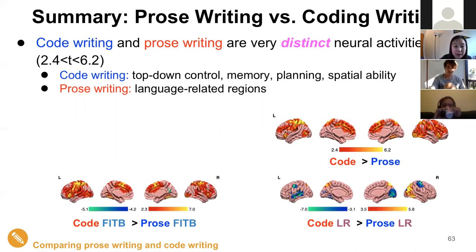If we compare the brain activations on the fill in the blank and long response tasks separately between code and prose writing, we can see that code writing requires more in parts of the brain associated with top-down control, spatial ability, same thing we mentioned in the first study, planning and categorization, but the prose writing requires more in canonical brain regions that are associated with language processing.